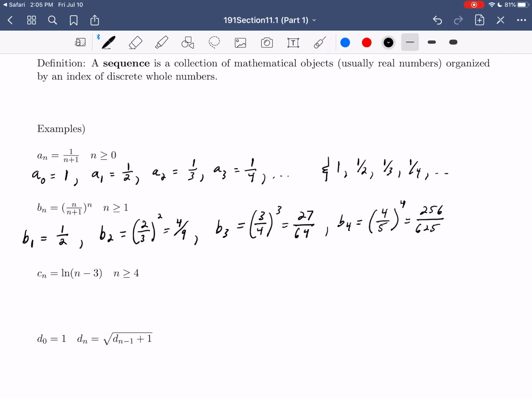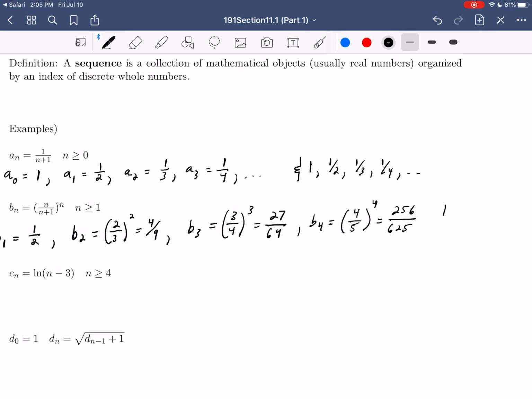If you didn't want to write all that out, you could use set notation. So this is the sequence that goes 1/2, then 4/9, then 27 over 64, then 256 over 625, and it continues on from there. Remember, these things always keep going, because as long as the index is greater than or equal to 0 in the first one, or greater than or equal to 1 in the second one, these just continue on.